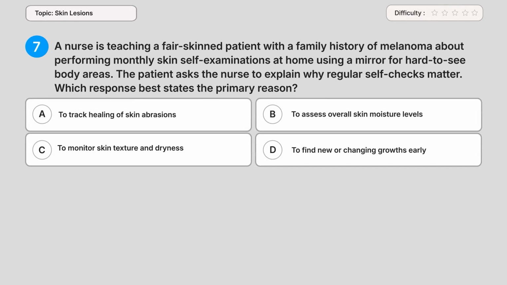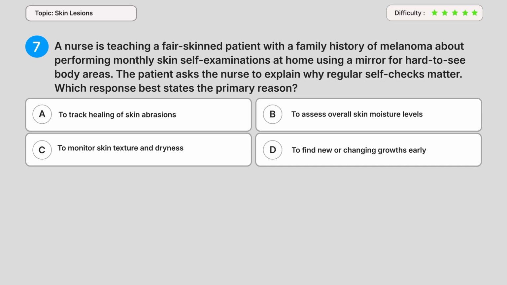7. A nurse is teaching a fair-skinned patient with a family history of melanoma about performing monthly skin self-examinations at home using a mirror for hard-to-see body areas. The patient asks the nurse to explain why regular self-checks matter. Which response best states the primary reason?